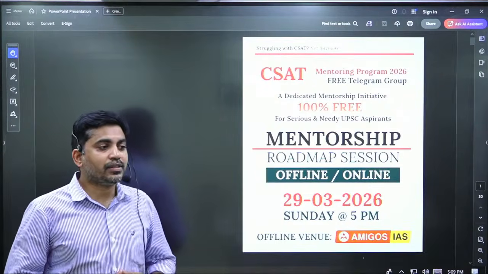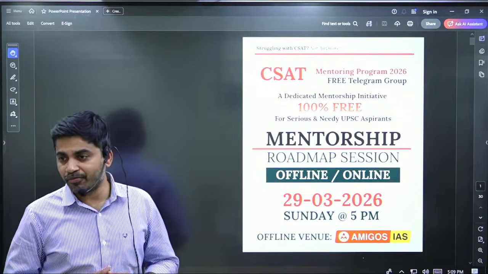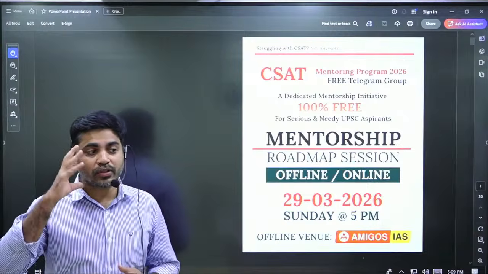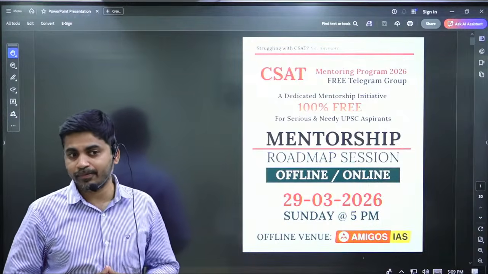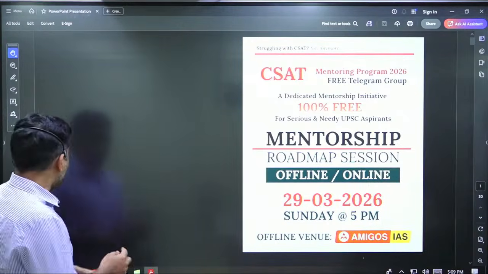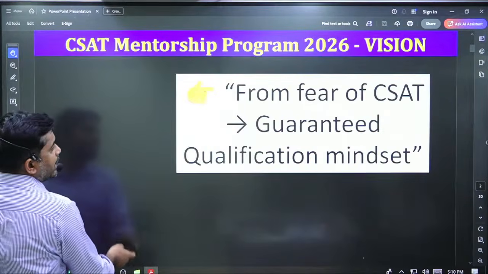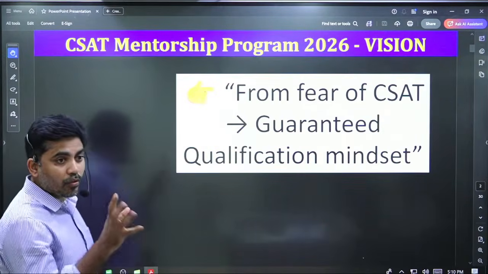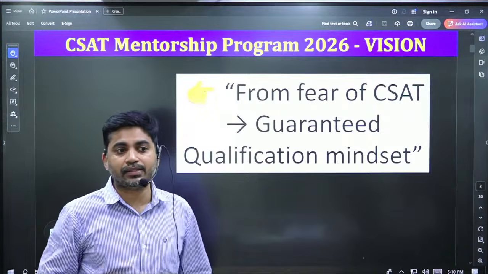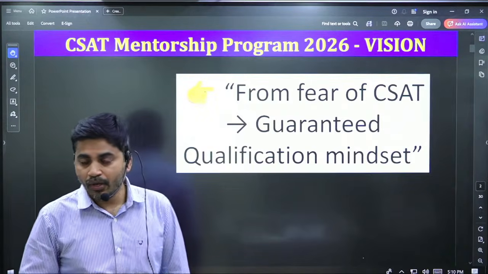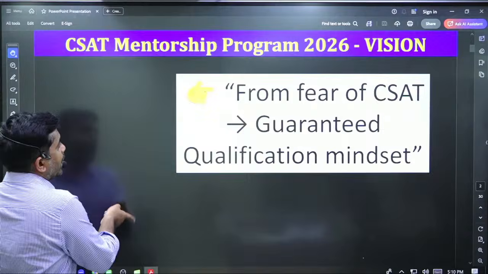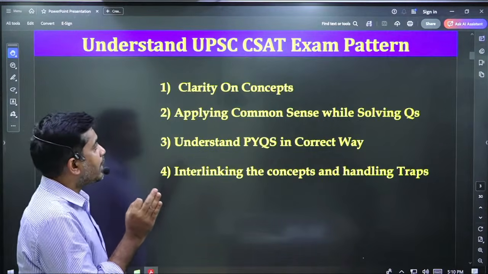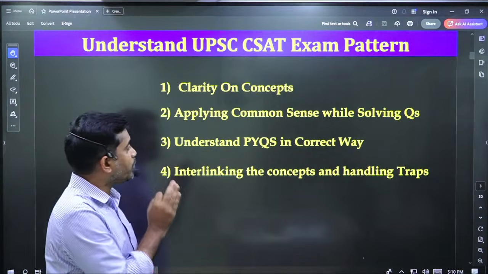But in UPSC, the questioning pattern is different. You have to think from the examiner's mindset. Many think it is actually the same, I mean, quant and reasoning is the same in all the exams. It is not correct. Actually, UPSC expects these things from you.